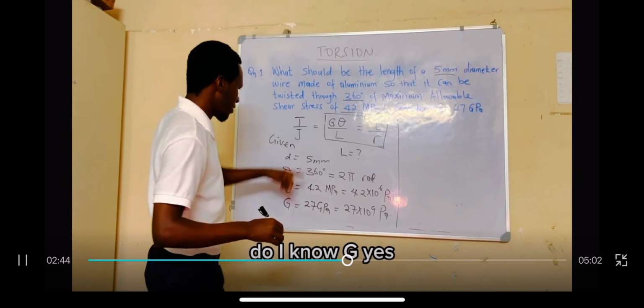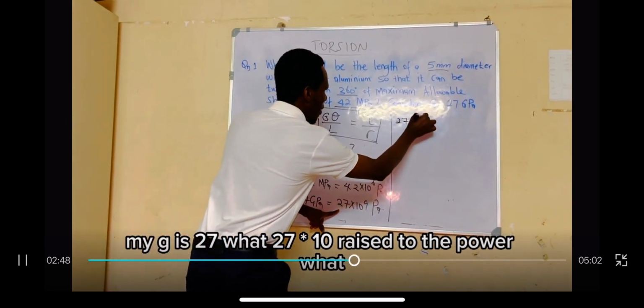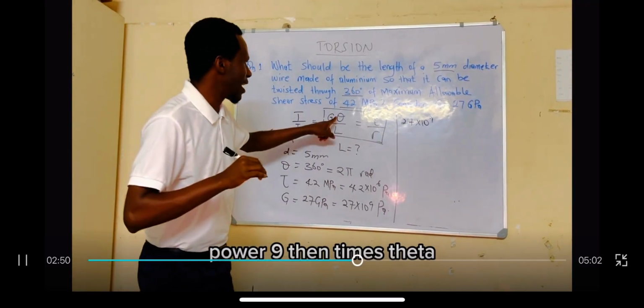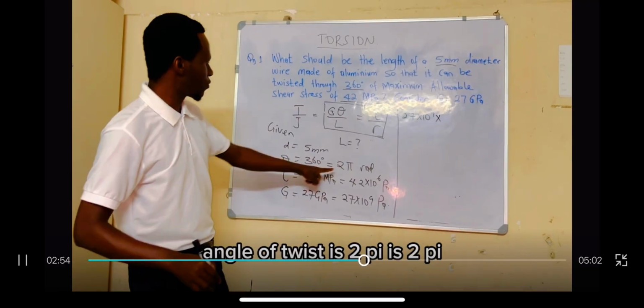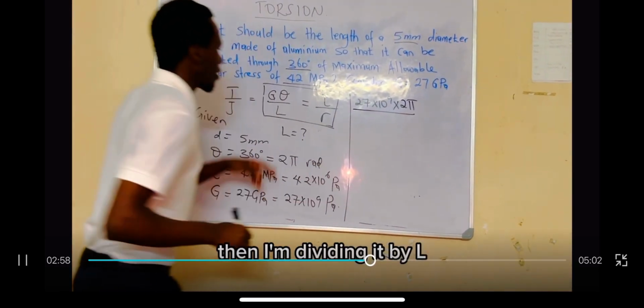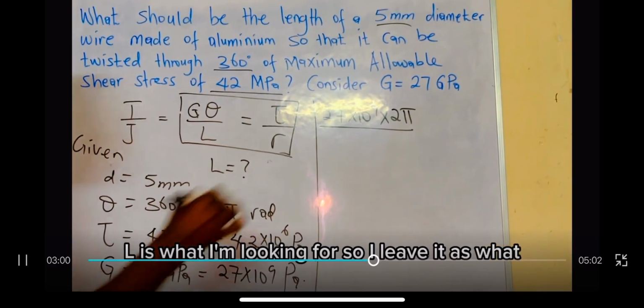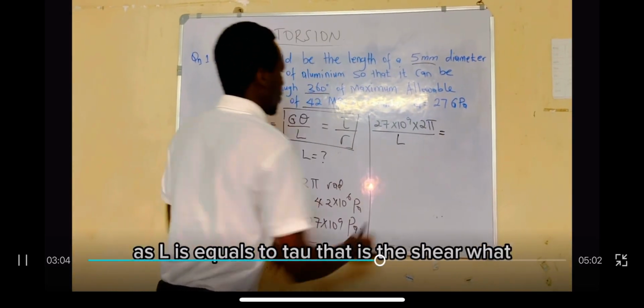Do I know G? Yes. My G is 27 times 10 raised to the power 9. And then times theta. Do I know theta? Yes. My theta, the angle of twist, is 2 pi. Then I'm dividing it by L. L is what I'm looking for, so I leave it as L is equal to tau.